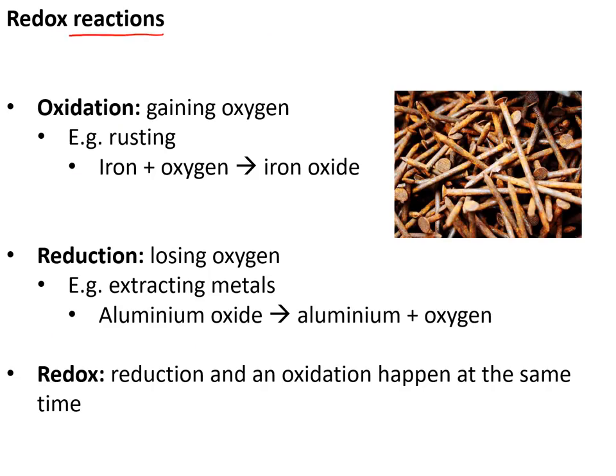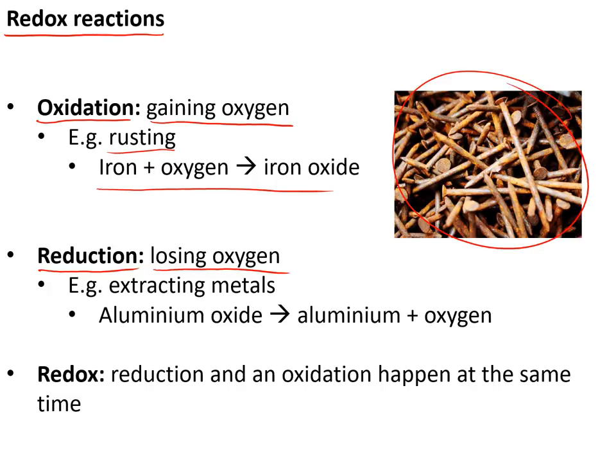Redox reactions. This is about two ideas that happen together called oxidation and reduction. Oxidation is when a substance gains oxygen, and reduction is when a substance loses oxygen. So an example of oxidation is rusting. In rust, iron and oxygen react together to make iron oxide. You can see that rust on these nails here.